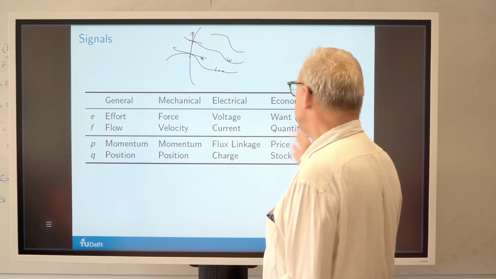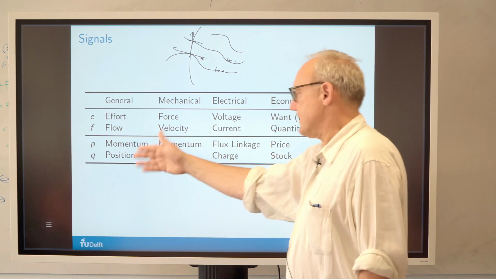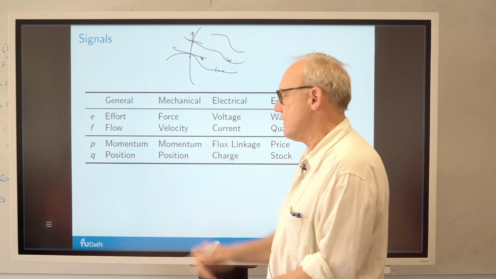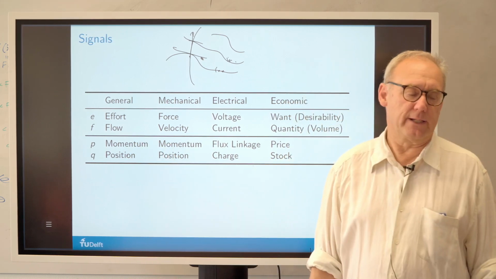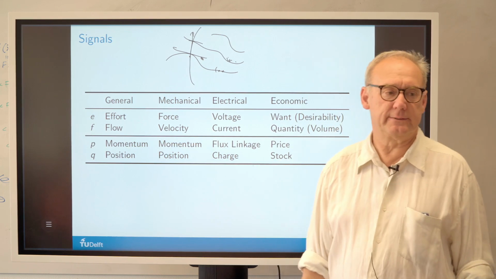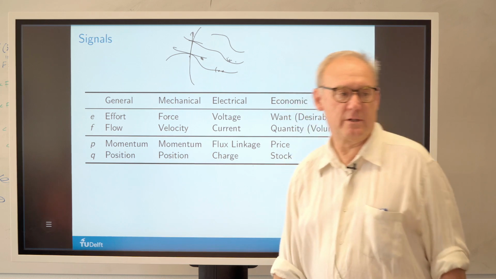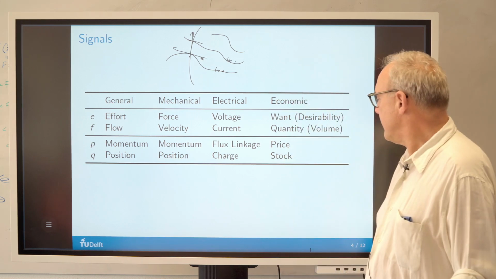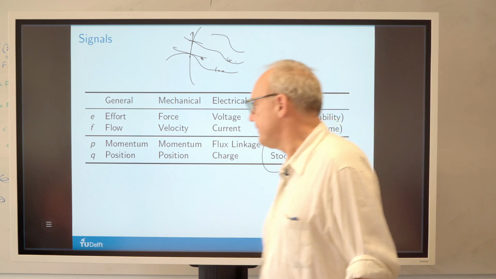Okay, so much for these effort and flow variables. Here, for completeness, I just put in the momentum and position. They just call this momentum and position. So here, they really take the mechanical thing. They don't call this magnetic flux linkage, and they don't call this the charge. And this corresponds to our price and stock.